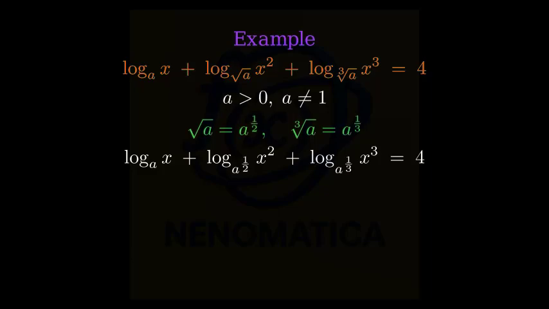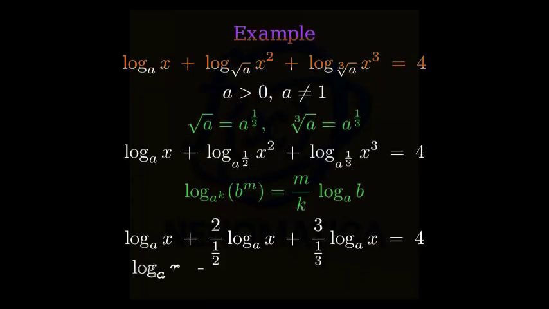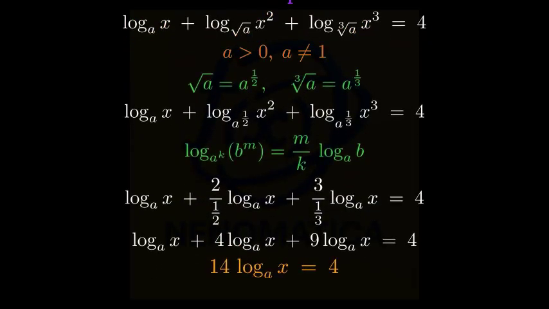Step 2. Apply the change of base rule for powered bases and arguments. The rule is log base a to the k of b to the m equals m over k times log base a of b. Apply that to the second and third terms. Step 3. Simplify the coefficients. 2 divided by 1/2 is 4, and 3 divided by 1/3 is 9. Step 4. Combine like terms. 1 plus 4 plus 9 equals 14.